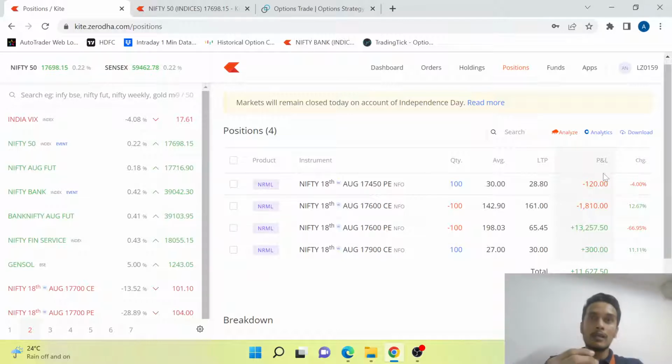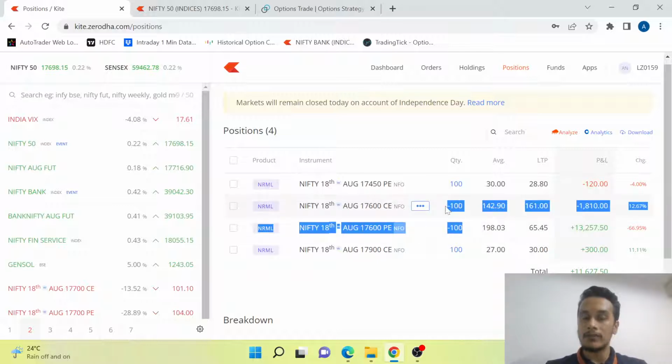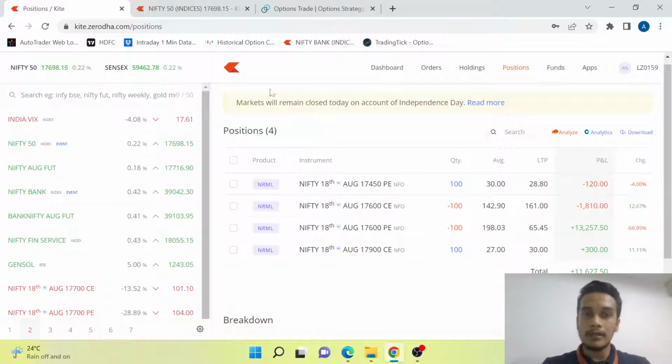Okay, the system will become more and more clear as you see 2-3 examples over the next 2-3 weeks. So I'll take you all through this trade, which is a 17600 iron fly. I had entered this on Wednesday.